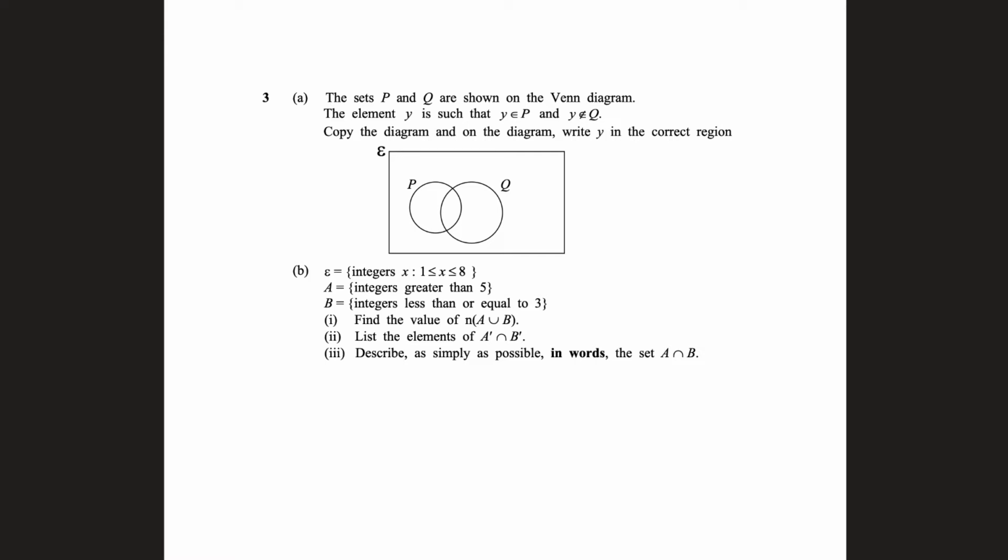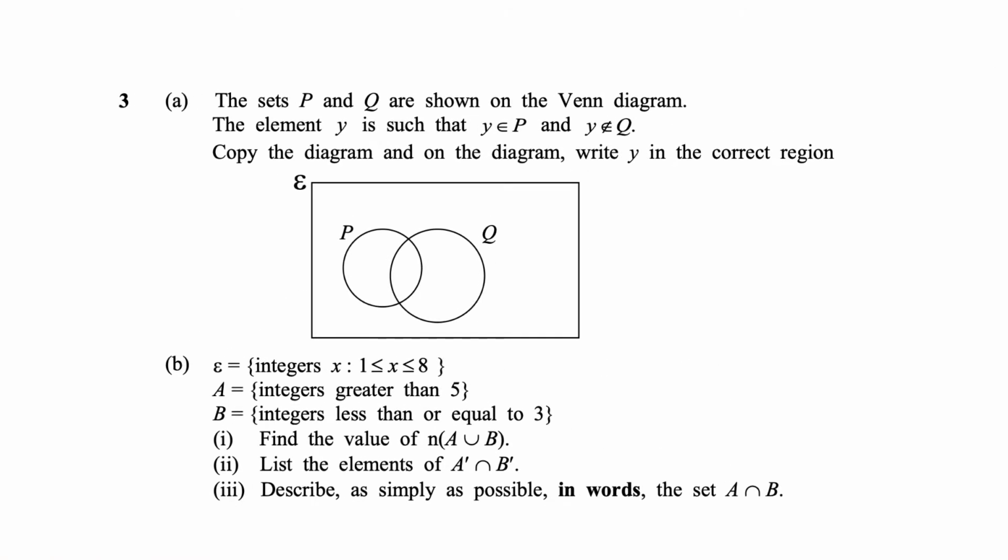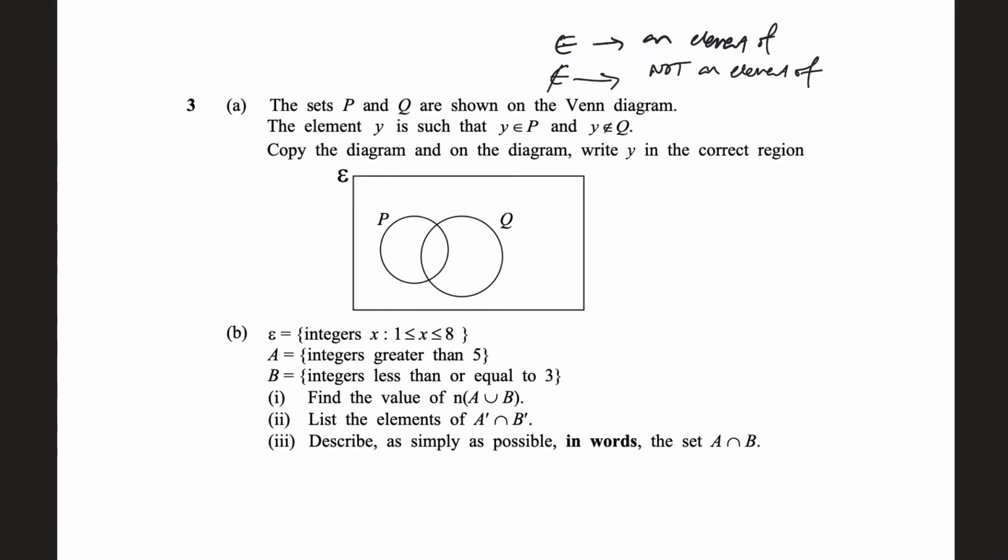Alright, and this is question 3. The sets P and Q are shown on the Venn diagram. The element Y is such that Y, okay, this symbol means it's an element of, right? This symbol means an element of. And this symbol simply means not an element of. Yeah, it's as simple as that.